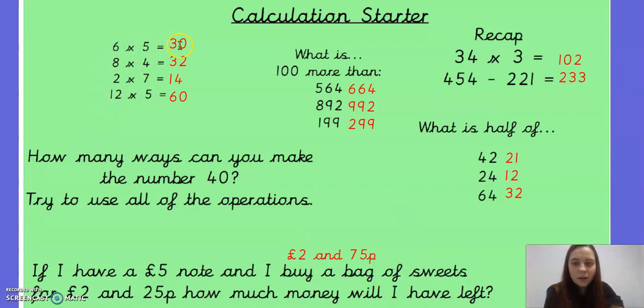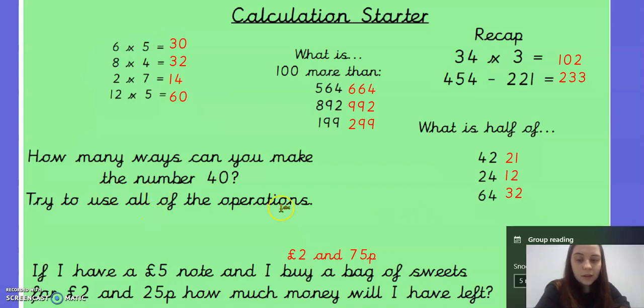So we've got 6 times 5 is 30, 8 times 4 is 32, 2 times 7 is 14 and 12 times 5 is 60. 100 more than 564 is 664, 100 more than 892 is 992 and 100 more than 199 is 299. 34 times 3 is 102. 454 subtract 221 is 233. Half of 42 is 21, half of 24 is 12, and half of 64 is 32.